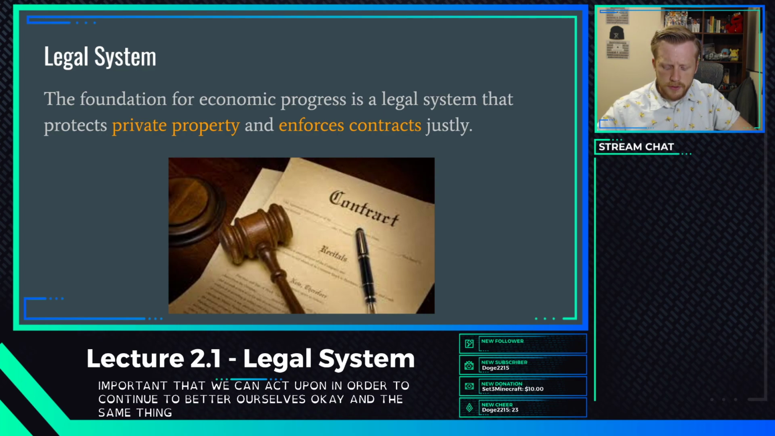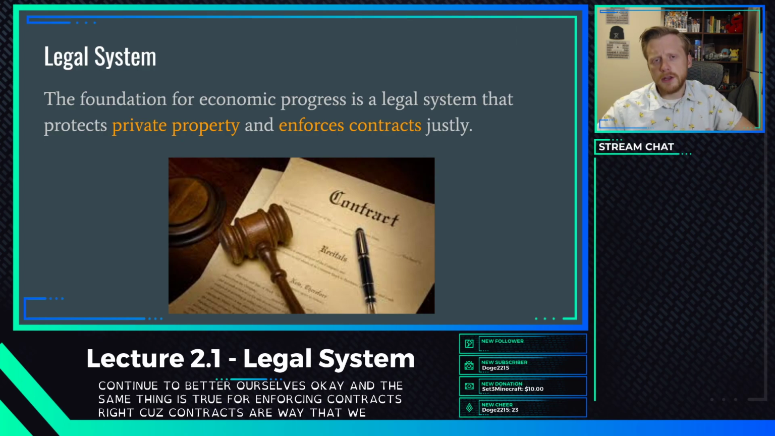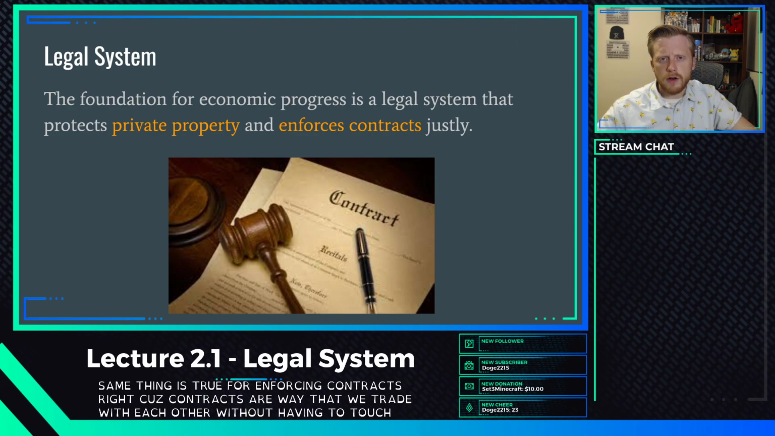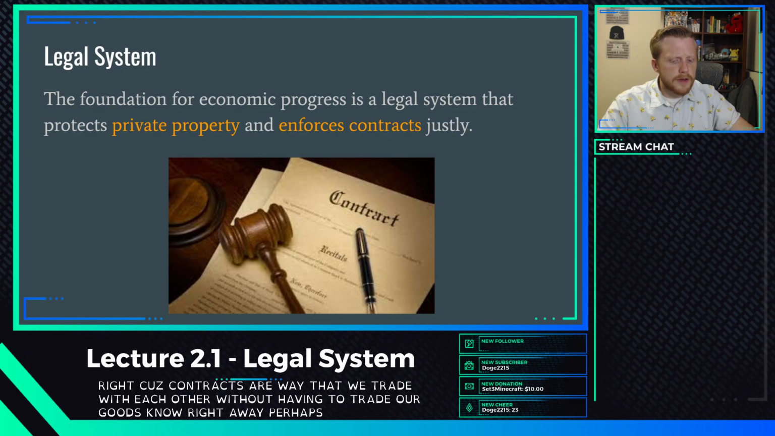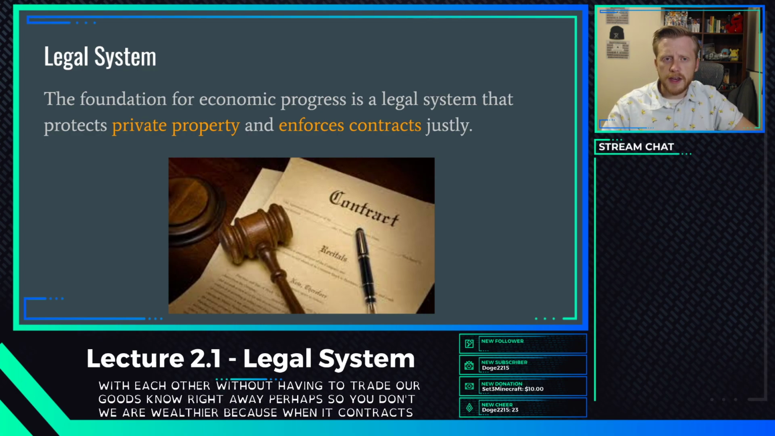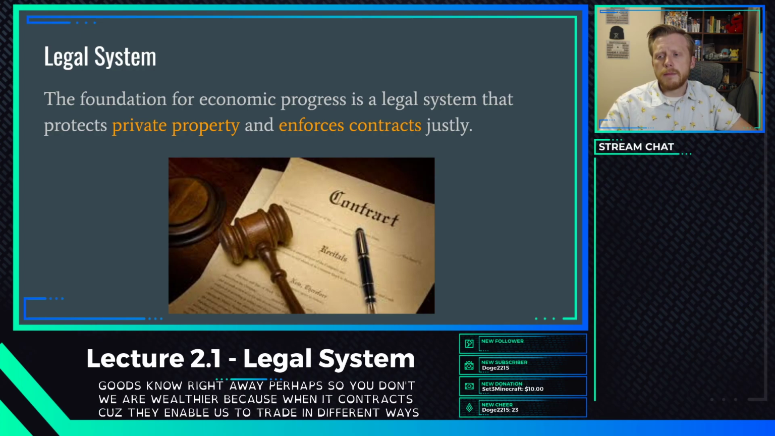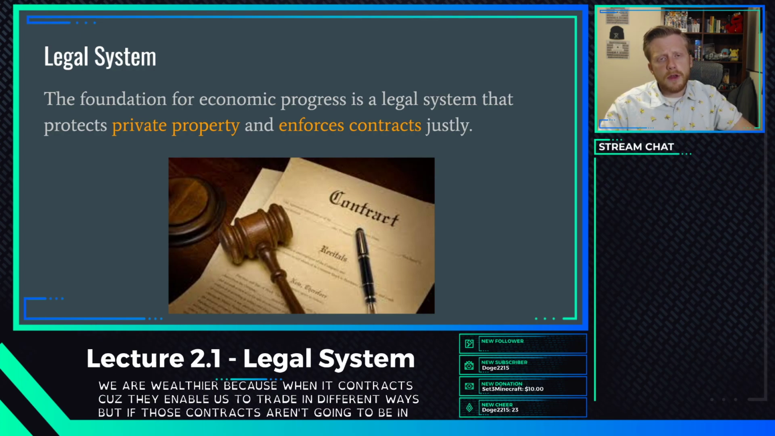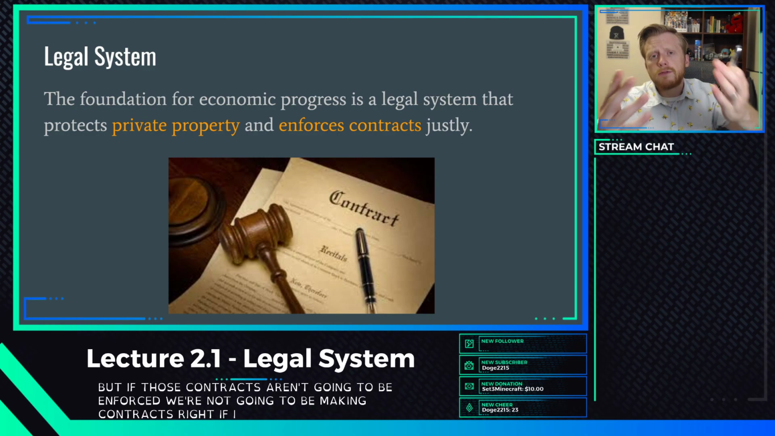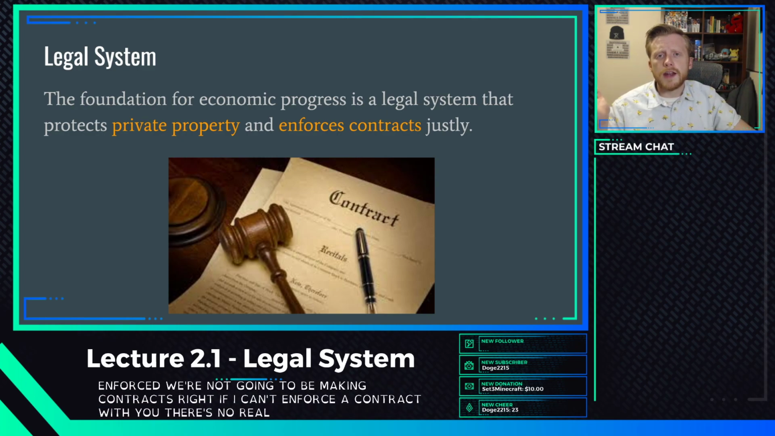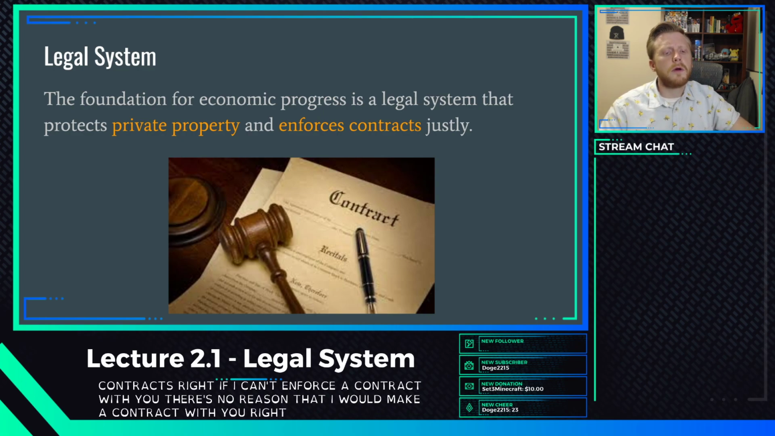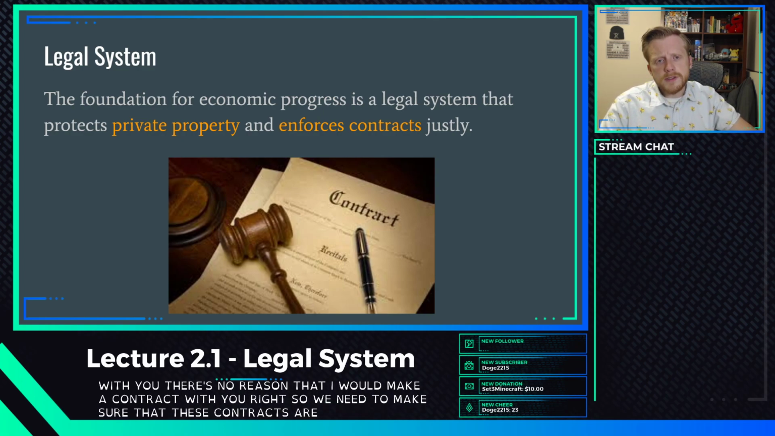And the same thing is true for enforcing contracts, right? Because contracts are a way that we trade with each other without having to trade our goods right away, perhaps. So we are wealthier because we make contracts, because they enable us to trade in different ways. But if those contracts aren't going to be enforced, we're not going to be making contracts, right? If I can't enforce a contract with you, there's no reason that I would make a contract with you, right? So we need to make sure that these contracts are enforced.